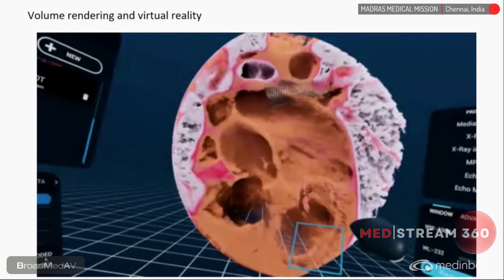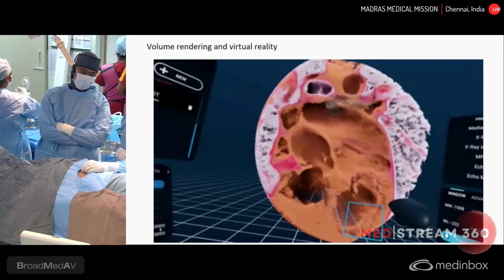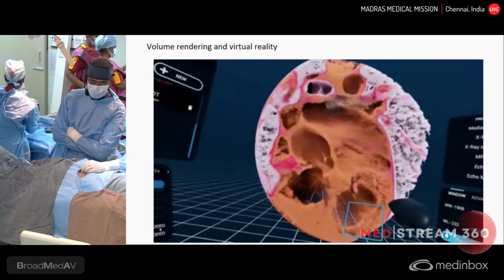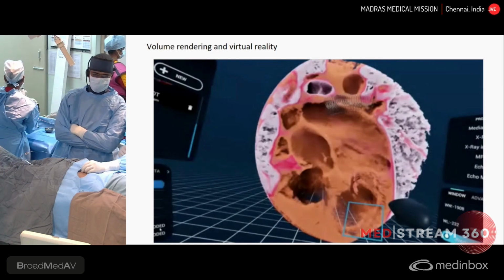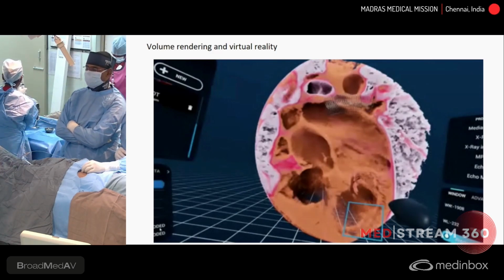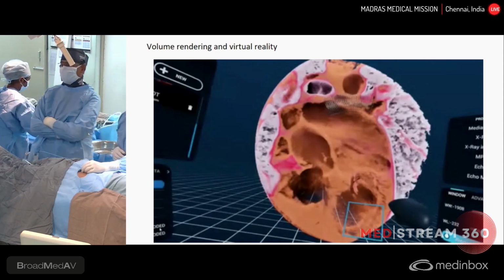That was an excellent volume rendering on the immersive platform that you have done to give sort of a virtual reality, as if we have opened the right ventricular outflow tract and the main pulmonary artery and you are showing the landing zone very clearly. That was a lovely image.